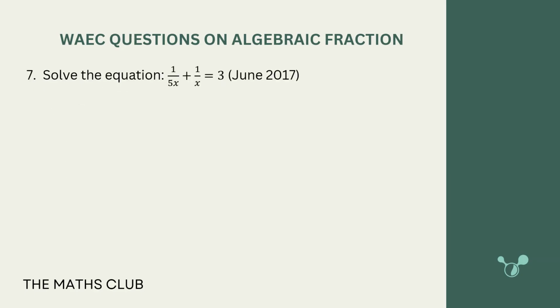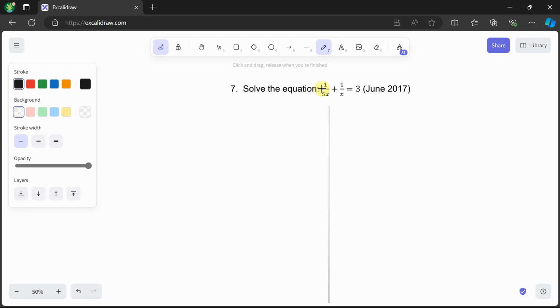Number 7 says that we should solve the equation 1 over 5x plus 1 over x is equal to 3. As always, pause the video and try it out yourself. You can use any of the two methods I talked about. I think I'll just use the normal method. So this is 1 over 5x plus 1 over x is equal to 3.